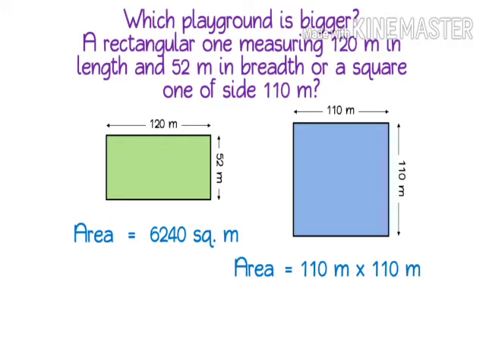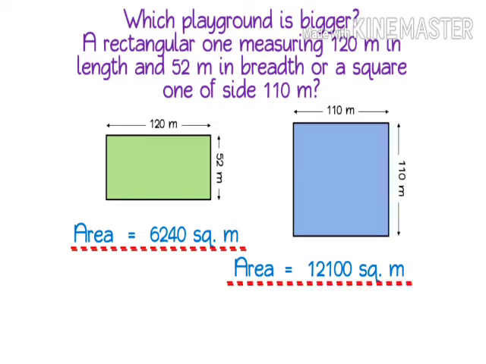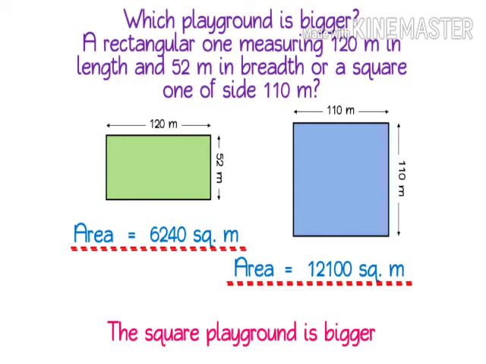The area of the square ground is 12,100 square meters. We have both the areas now. Which ground is bigger? The square playground is bigger.